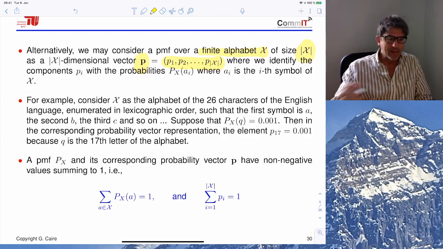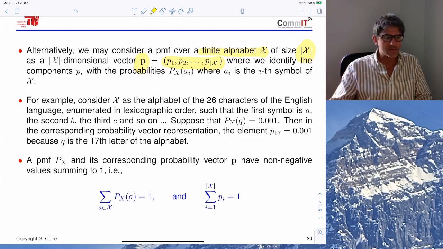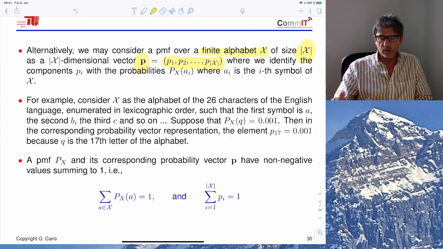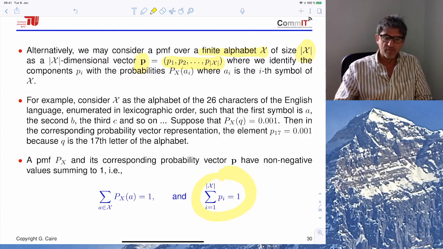So P sub I is the value of the PMF evaluated at the ith symbol in the alphabet. So it's P sub I is equal to P sub X of A sub I. A sub I is the ith symbol according to some ordering. And then this forms a vector. And this vector has the following properties. The property number 1, its components are non-negative, they're all numbers from 0 to 1. The second property is that summing over all the alphabet, the sum is 1.